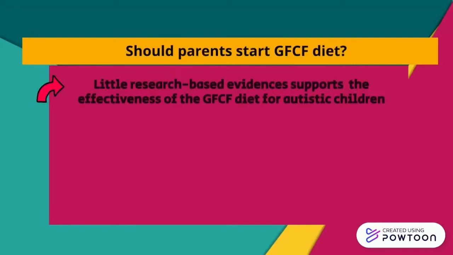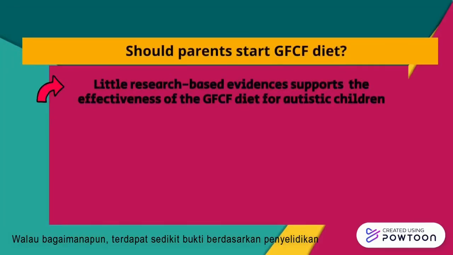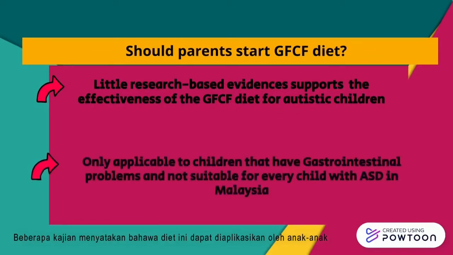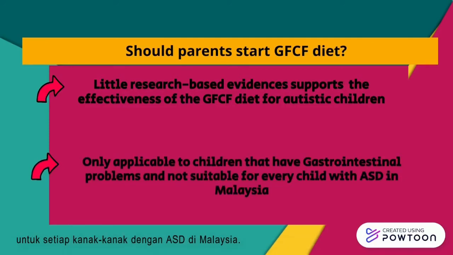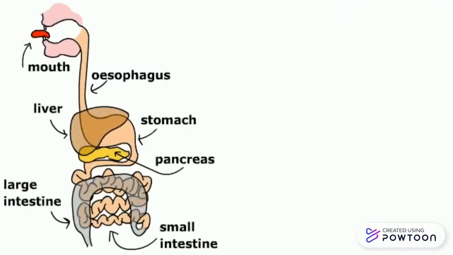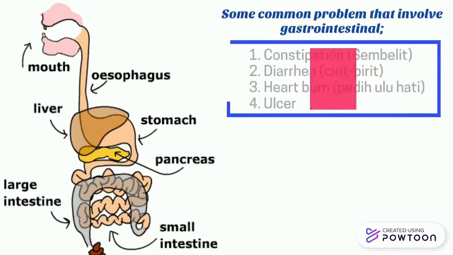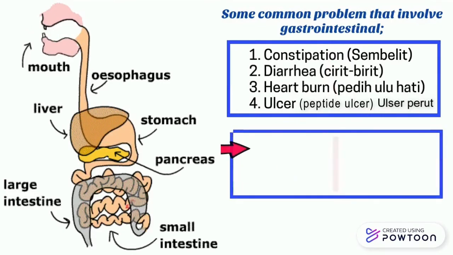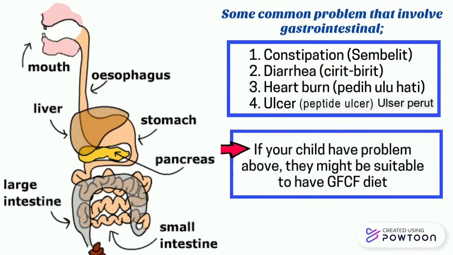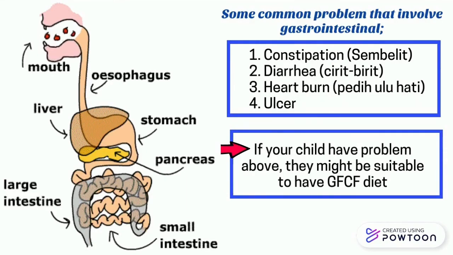However, there is very little research-based evidence that supports the effectiveness of the diet for autistic children. Some studies state that this diet can be applied by children with ASD that have gastrointestinal problems and might not be suitable for every child with ASD in Malaysia. The organs that make up the GI tract include mouth, esophagus, stomach, small intestine, large intestine, and anus. Constipation, diarrhea, heartburn and ulcer are examples of the most common problems related to the GI tract. If your child has the problems above, they might be suitable to have GFCF diet.